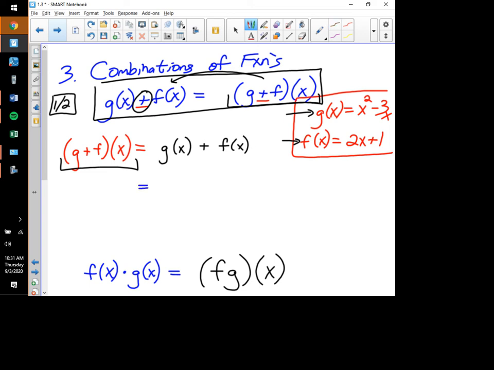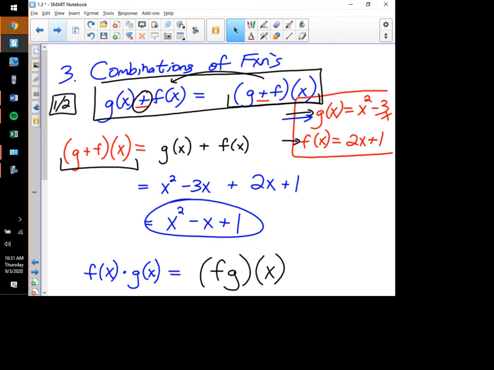My definition of g of x was explicitly given to me right there. g of x is x squared minus 3x. We're going to add to that the definition of f of x, which is 2x plus 1. And things you don't need to be told, everybody: anytime you can simplify an expression, you should do that. So this is going to become x squared minus x plus 1. Ta-da! Circle it, and we are done.